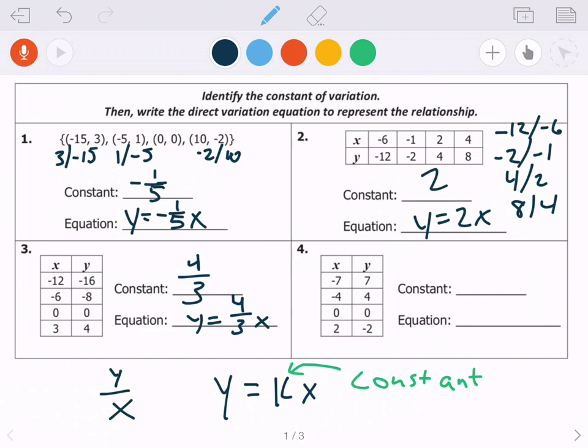Last one, we have 7 divided by negative 7, 4 divided by negative 4, negative 2 divided by 2. If you simplify all of those, your constant is going to be negative 1. So now your equation, you can just write y equals negative x.